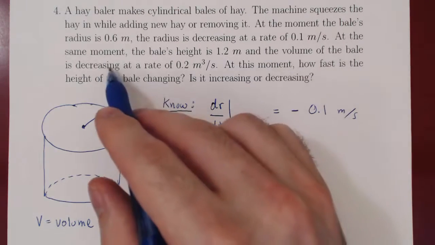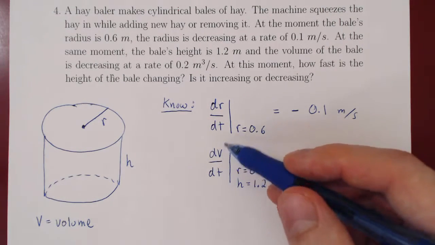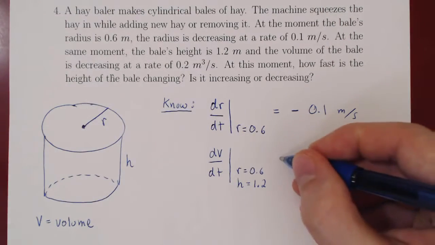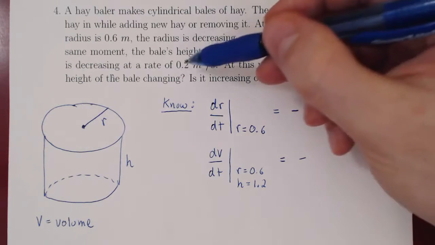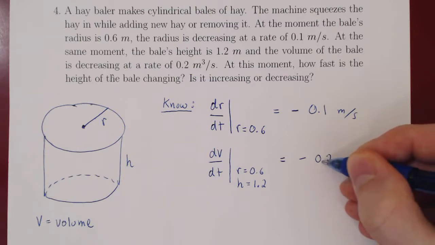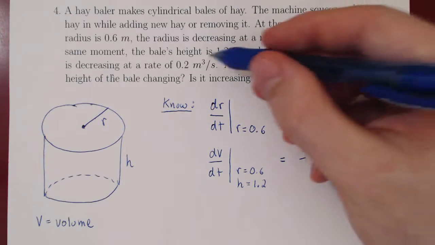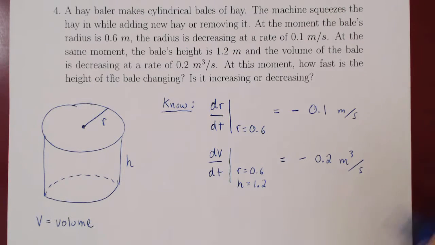The volume of the bale is decreasing at a rate, that's the rate of change of the volume. It is decreasing, therefore, the implication is that we have a negative rate of change, and the rate is 0.2. And since we're talking about volume, meters cubed per second. Now we have what we know.